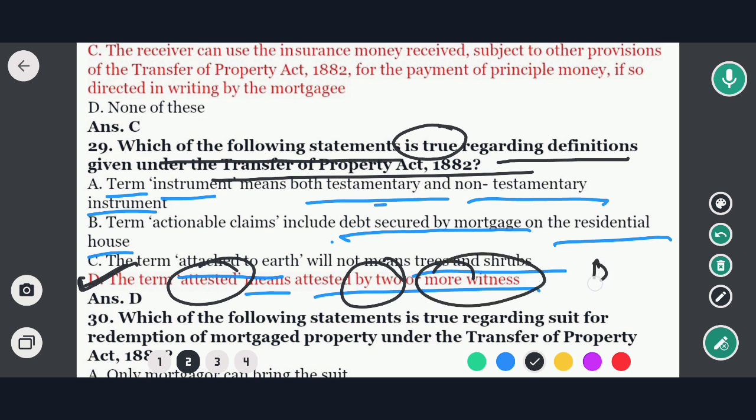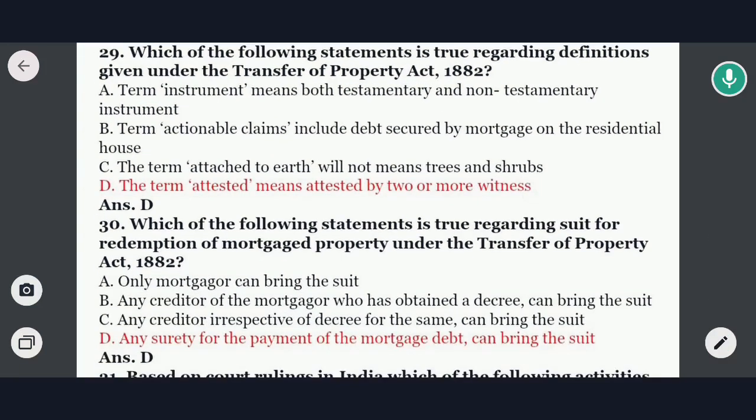So in this case, Option D would be the correct answer. Okay, so now moving to the next question, and this is the last question.